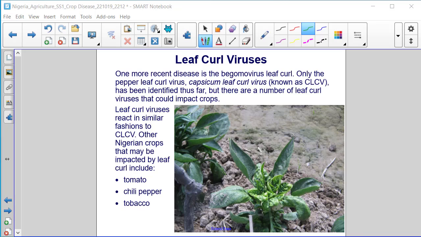One more recent disease is the begomovirus leaf curl. Only the pepper leaf curl virus, capsicum leaf curl virus, known as CLCV, has been identified thus far, but there are a number of leaf curl viruses that could impact crops. Leaf curl viruses react in similar fashions to CLCV. Other Nigerian crops that may be impacted by leaf curl include tomato, chili pepper, and tobacco.